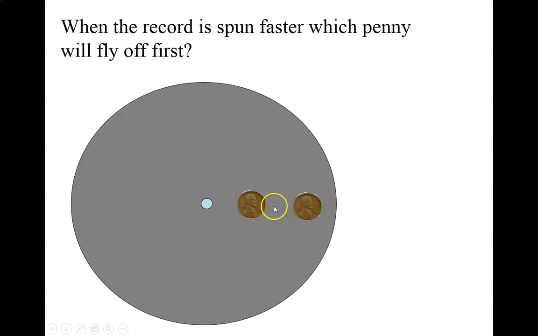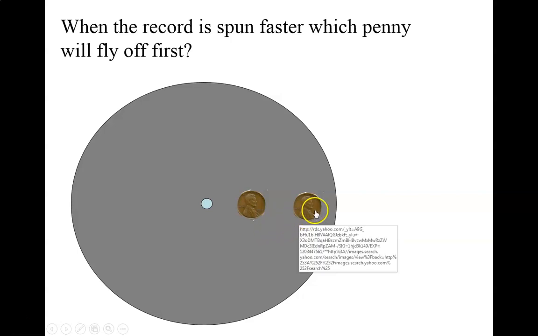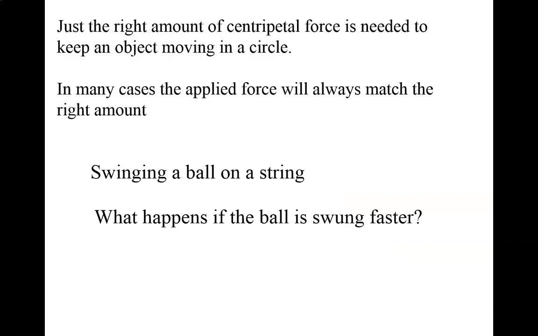So let's say we've got 2 pennies on a record, similar to our two astronauts, and I were to give this a spin. Which penny would fly off faster? Well, the penny that would fly off faster is the penny that would be traveling faster, which would be this outer penny. Because it has a greater tangential velocity, it's going to need more centripetal force.